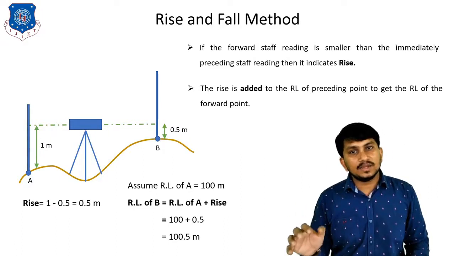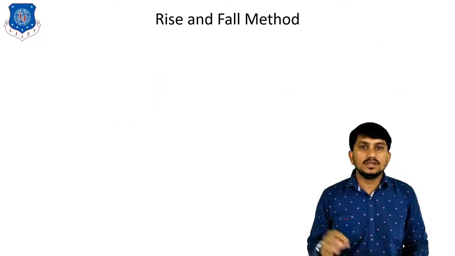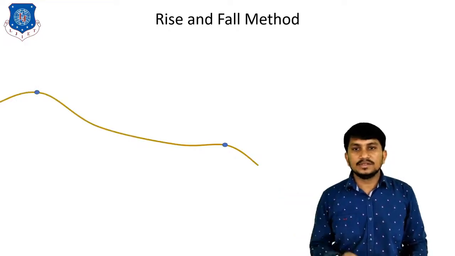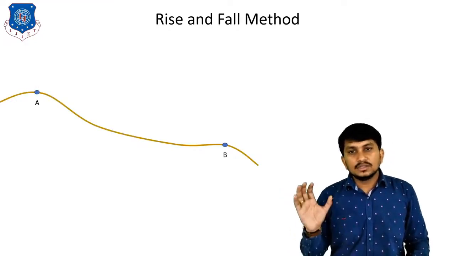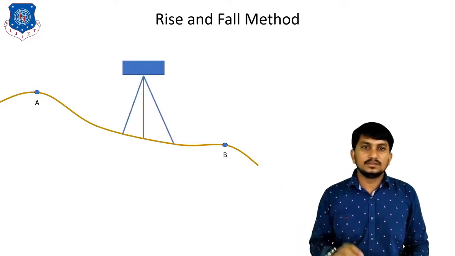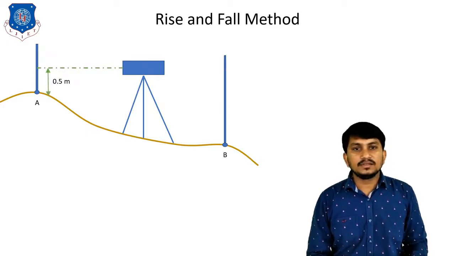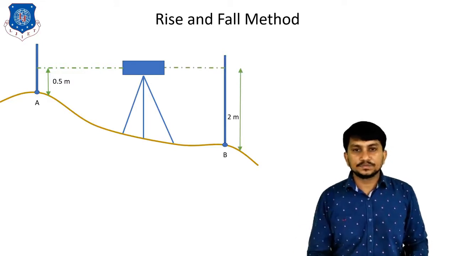Now we will understand this method where there is a fall in the ground. Suppose this is the ground. These are the two points A and B. To find out the RL of B and A, we set up the dumpy level like this. First, we take the reading at station A, suppose 0.5. After that, we take the reading at station B. Suppose this reading is 2 meter.